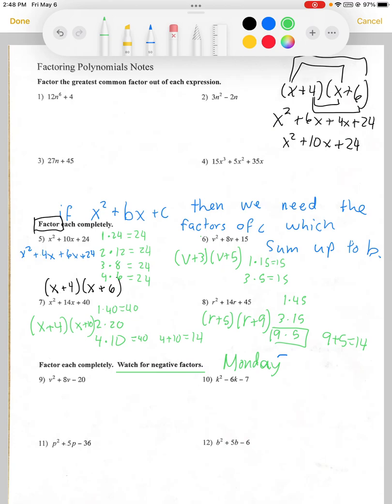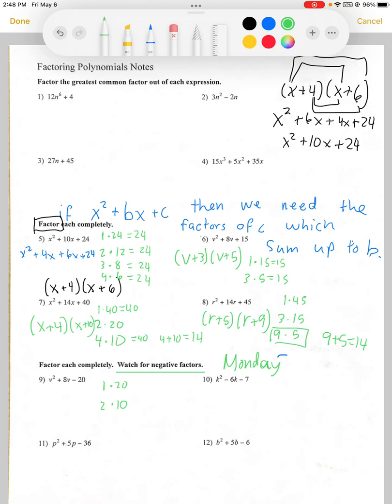So let's think. 1 and 20 equal positive 20. We'd have to make one of these numbers negative. Negative 1 times 20 would be negative 20. However, they wouldn't add to 8. And same thing with the other way around. 1 plus negative 20 would not equal 8. Let's try 2 and 10.